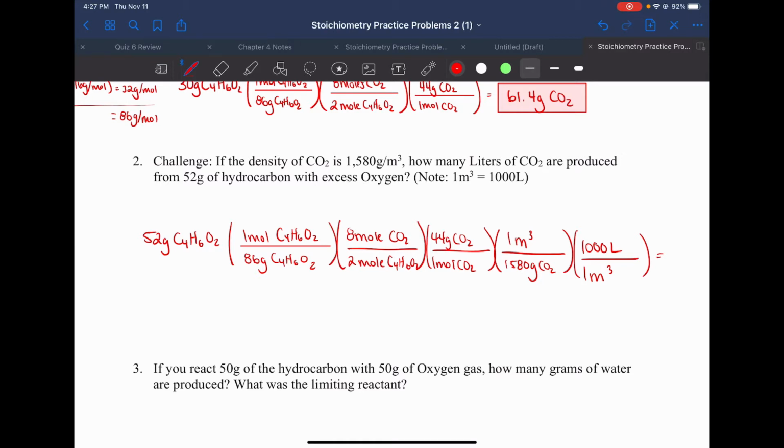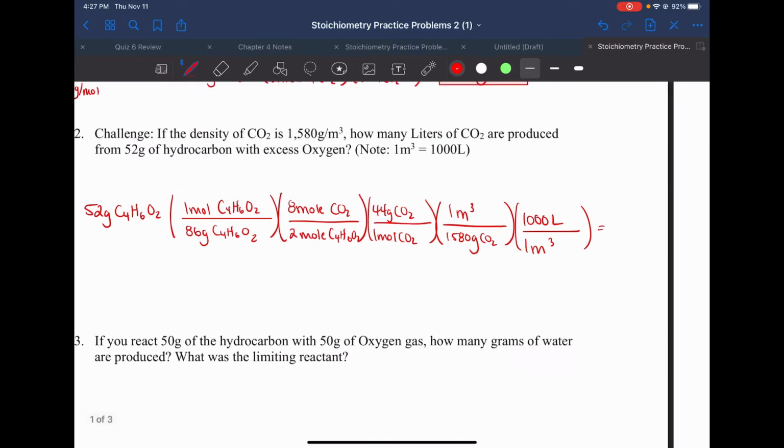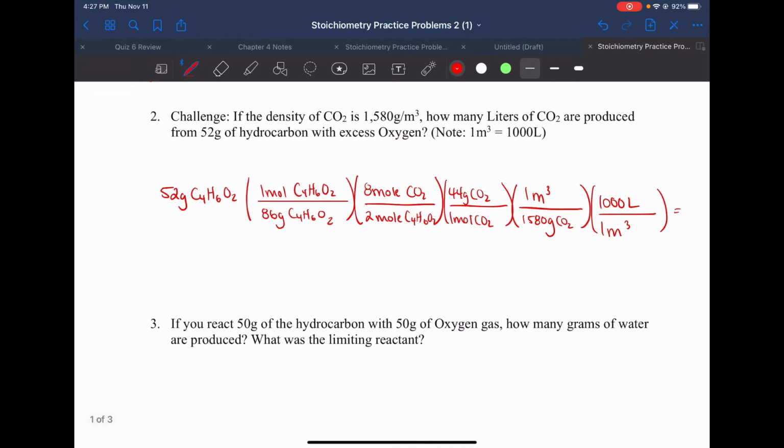And we're going to divide that by 86 times 2 times 1,580, which gives us 67.35 liters of CO2 gas produced.